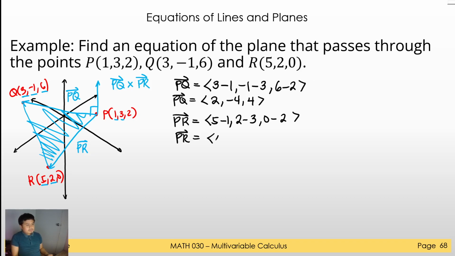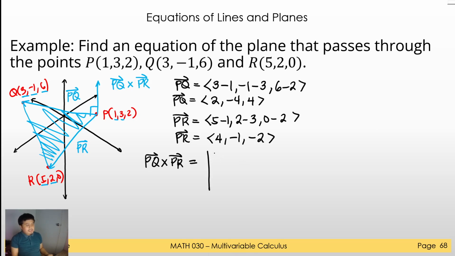So this is equal to 4, -1, and -2. We want to find the cross product of these two vectors, PR and PQ. It should be PQ and PR. Actually, it could be PR and PQ or PQ and PR. It depends on what you want, but I'll just make this PQ and PR.